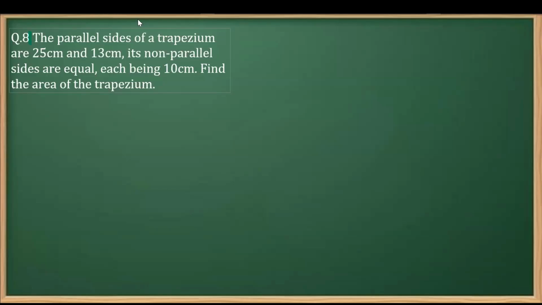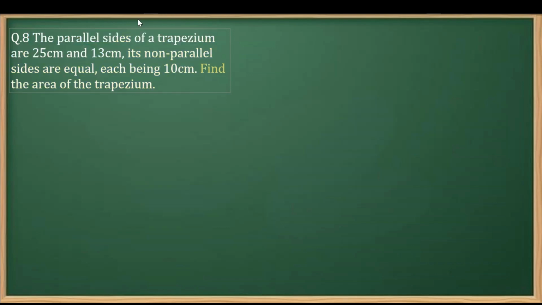In this question from the chapter mensuration, it says the parallel sides of the trapezium are given as 25 and 13. And the non-parallel sides are given equal. That means it's an isosceles trapezium, which are 10 centimeter. And what we have to find out is the area of the trapezium.